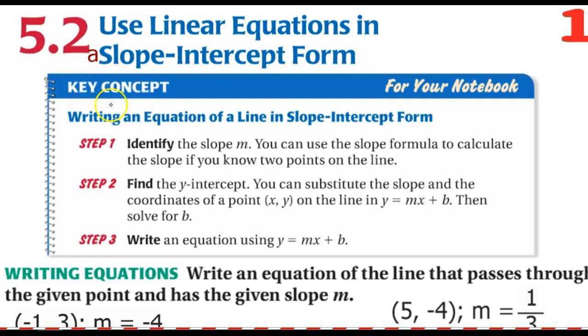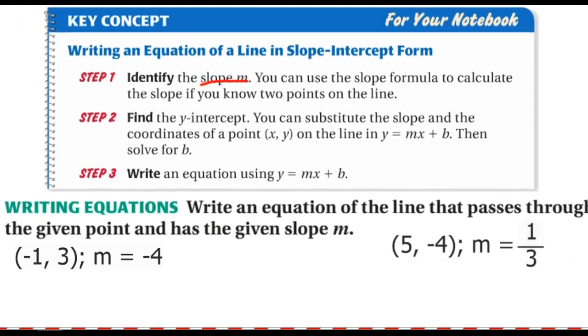Good morning, everybody. Today we are going to continue with slope-intercept form. So we have three steps to writing an equation. First of all, we're going to identify the slope m. So we need to find our slope m first. We can use our slope formula to calculate the slope if we know 2 points on the line.